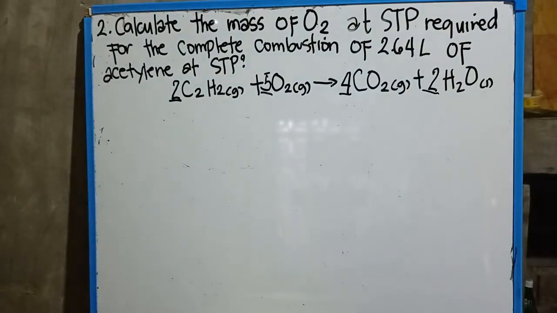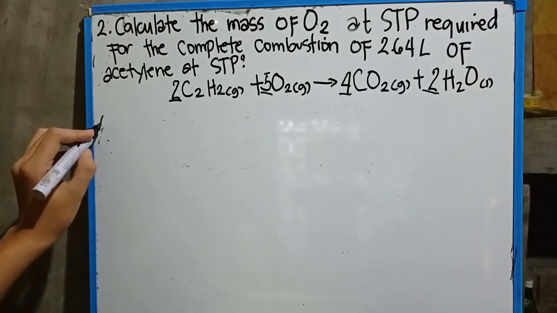So since we already balanced our equation, we can now proceed to calculate the mass of oxygen gas with the given acetylene, which is 2.64 liters. So first, we need to use a reverse way para makuha na ato ang mass. But first, we're going to get the volume of oxygen.